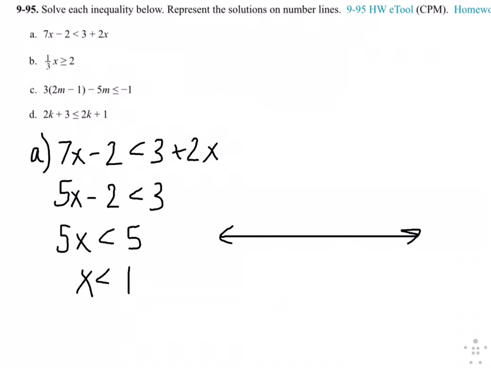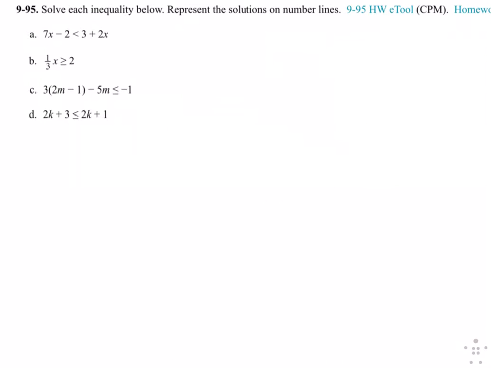And if we graph that, right, 0, 1, less than is an open circle. Right. Okay, so there's A. B, let's make space. B, we have 1/3 x greater than or equal to 2. Whoops, 1/3 x. Let's rewrite that.